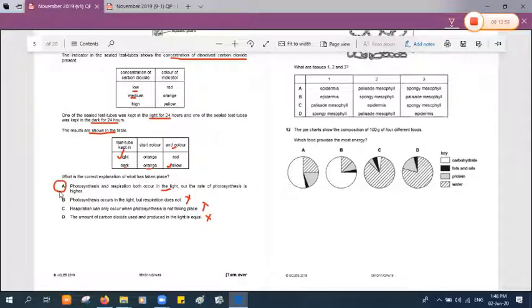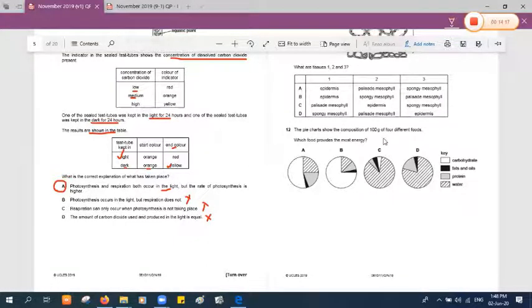Did you get why? Because here photosynthesis and respiration both occur in the light, but the rate of photosynthesis, of course, is higher than that of the respiration. Okay, let's move to the next question. Here, you can wait a minute. Let's see this.